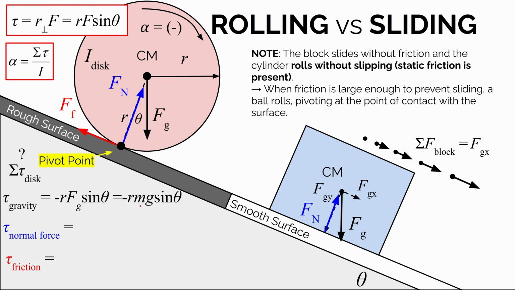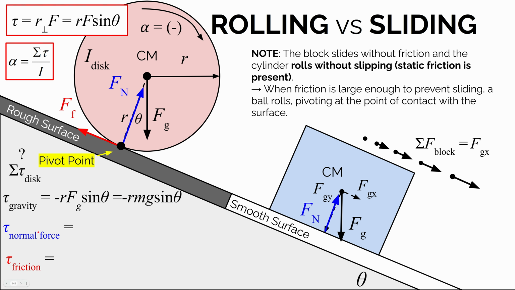mg is just the gravitational force. And why is it negative? The gravitational force is exerting a clockwise torque about this point. It's trying to make the thing rotate in the clockwise direction, and that's our negative rotational direction. So gravity causes a negative torque on the disk.